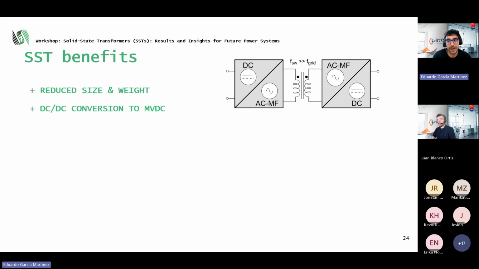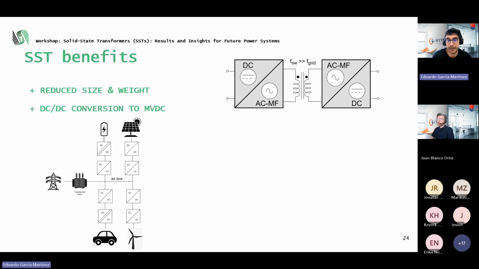Furthermore, if we need a DC-DC converter in order to interconnect to the medium voltage DC lines, it's the only way to do that. We need an SST for going from low voltage DC to medium voltage DC. There is no other way. So in a grid that is moving from AC to DC, a lot of our generation and a lot of our loads are in DC.